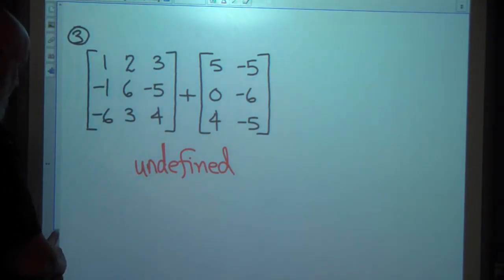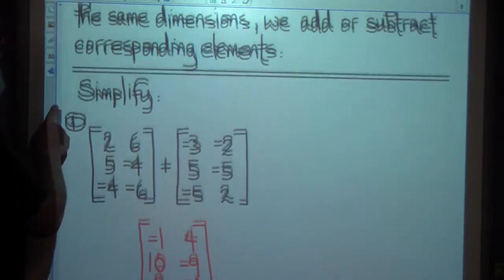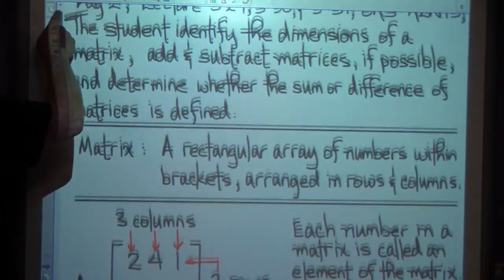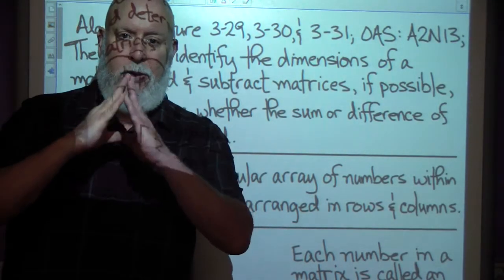That's how we add and subtract matrices. And matrices are very useful, which we will find out later. It's our objective. You can do this.